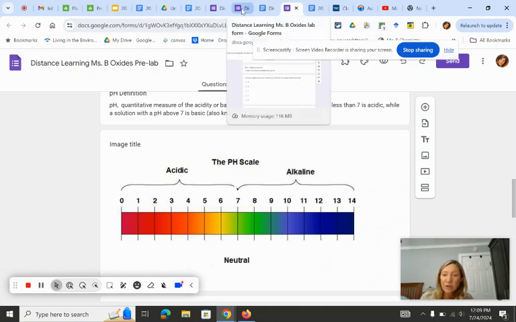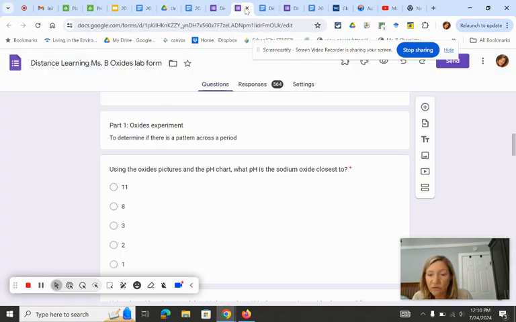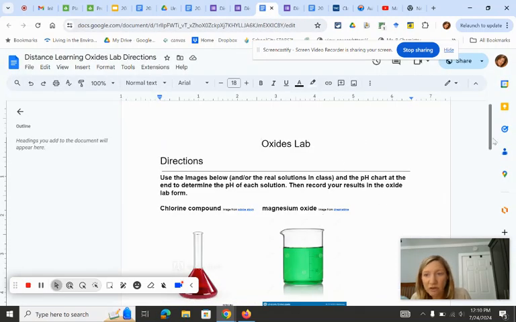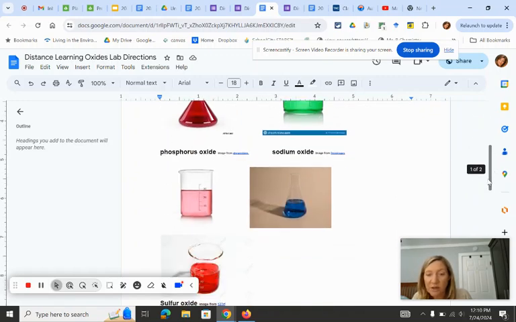Then for the regular lab, you're going to need 2 things. So the first is the instructions and a couple of containers of liquid here, and then you're going to be doing the Google form while you do it. Okay, so once you scroll down to part 1, the oxides, then you're looking at the pH chart and the oxide, the sodium oxide. So what I mean by that is you're looking for which one says sodium oxide. This is magnesium, chlorine, phosphorus. Oh, here it is, sodium oxide.